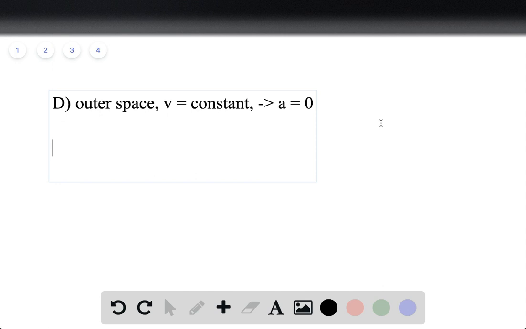And then weight, or force, is equal to ma, but when a is 0, that means it's equal to 0. So for traveling at constant velocity in outer space, there's just no forces acting on the astronaut. So that's it. Thank you for listening.